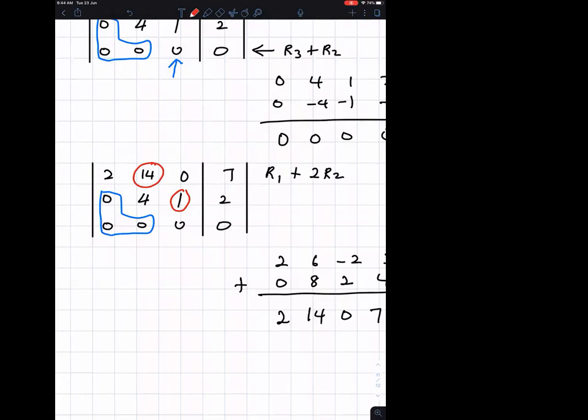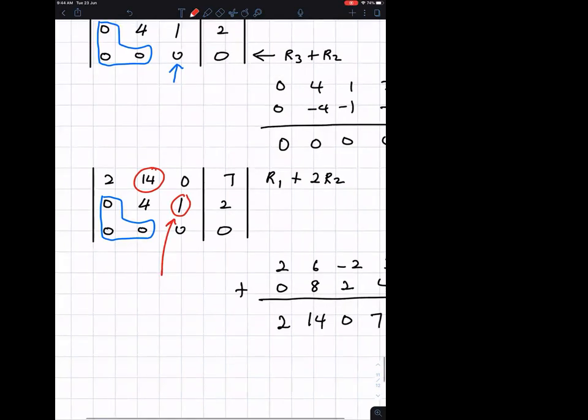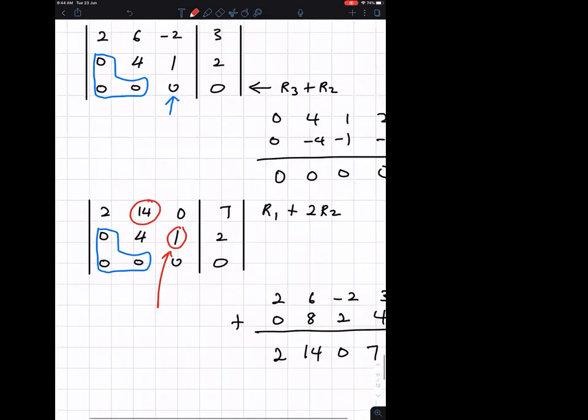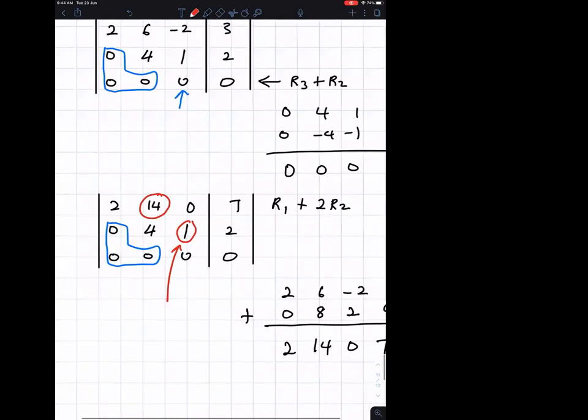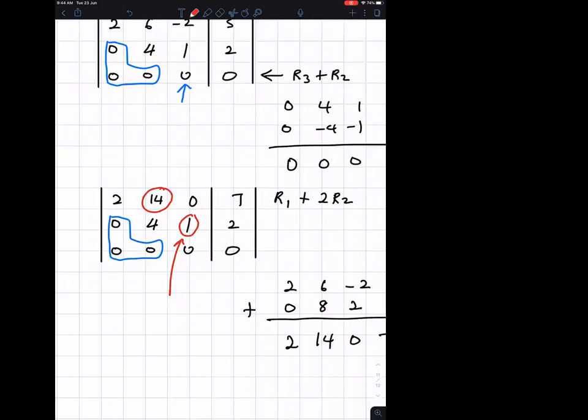Unfortunately, you won't be able to make this go to 0. You cannot make this go to 0, right? The way it is right now, if you add or subtract any other rows to this row, it's not going to make it go to 0. So let's try to work on this. Let's try to make this go to 0.